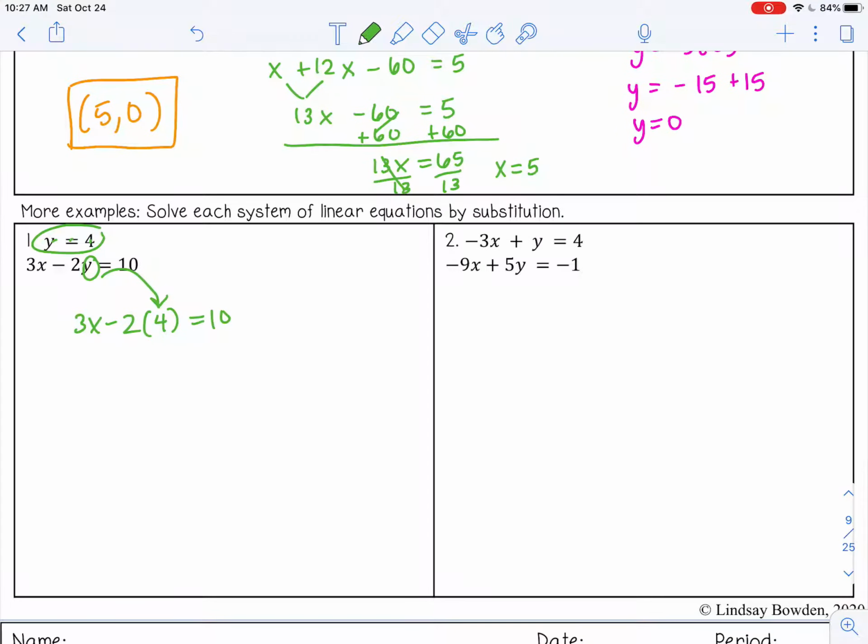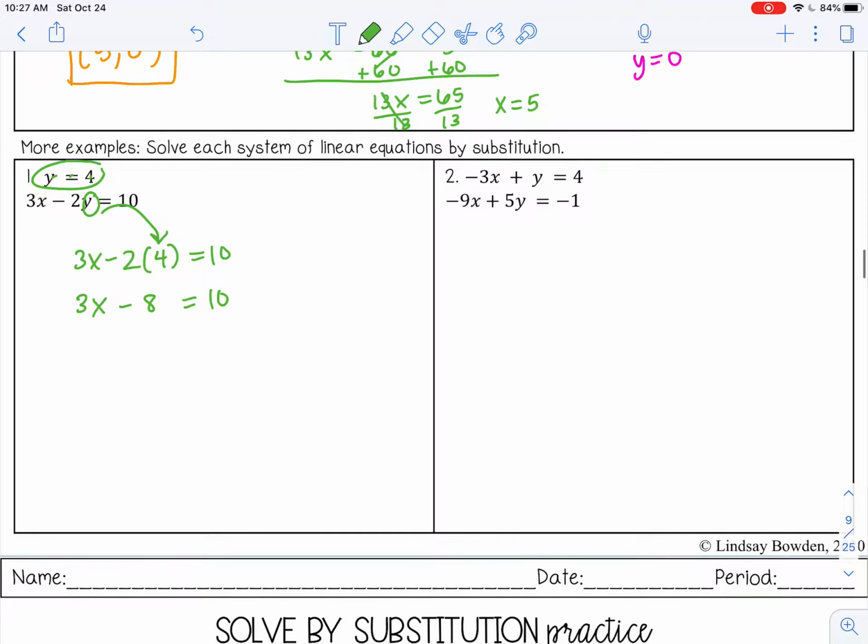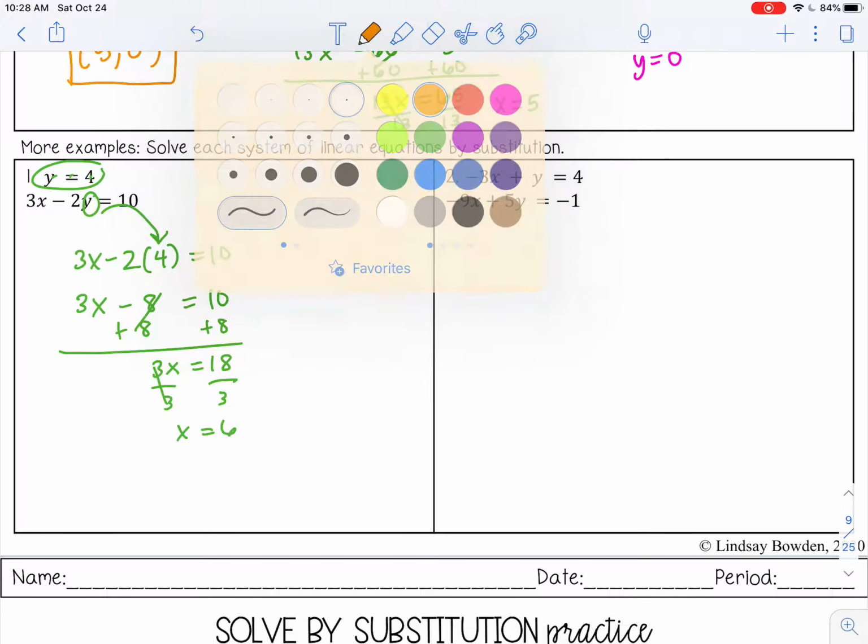All right, so now I'm going to solve for x. Negative 2 times 4 is negative 8. Then I'll add 8 to both sides. 10 plus 8 is 18. And then I'll divide by 3 on both sides. So x is 6. We already know y equals 4, so we're done.